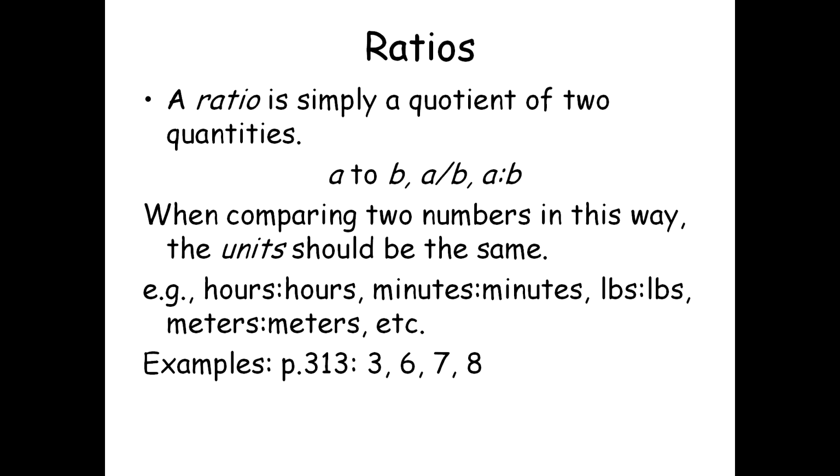The first topic is about ratios. A ratio is simply a quotient of two quantities. Remember what a quotient is: when you have one integer divided by another integer. It can be written a couple of different ways: as a ratio of A to B, a fraction A over B, or with a colon, A colon B.